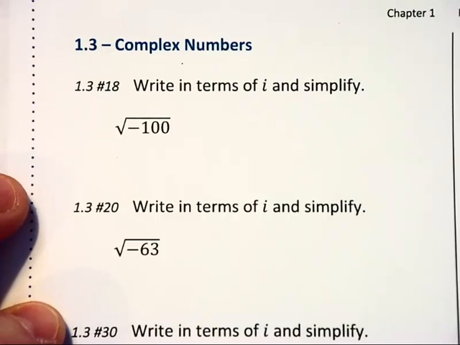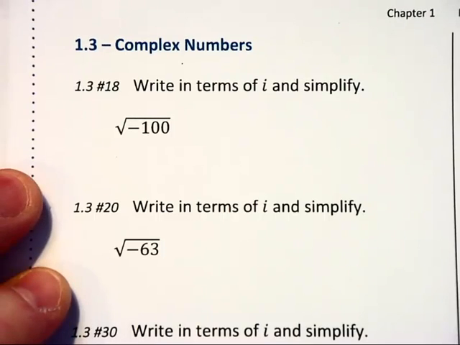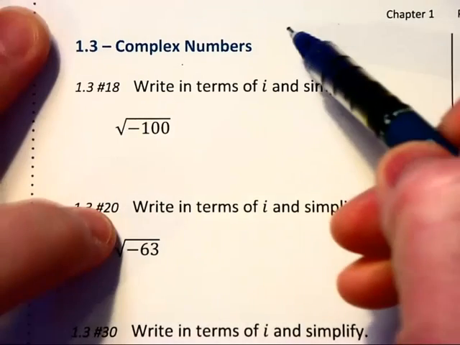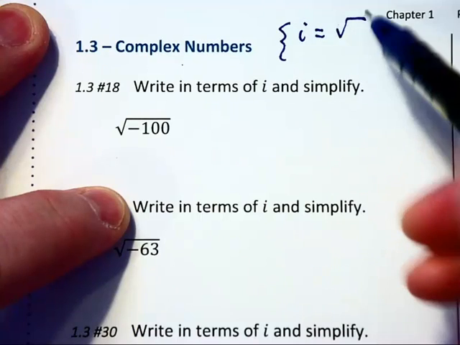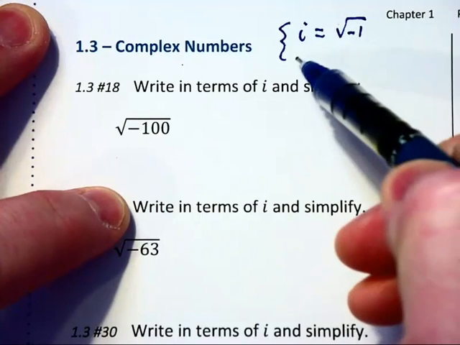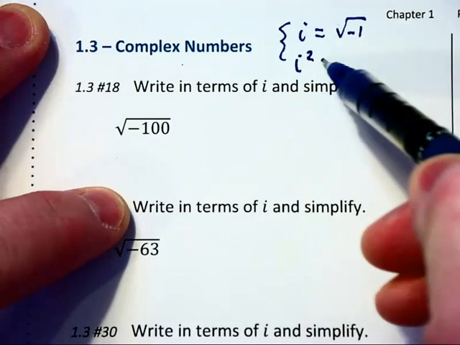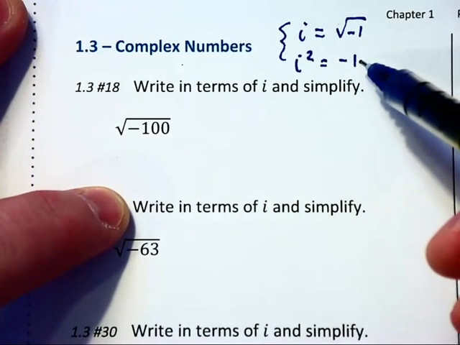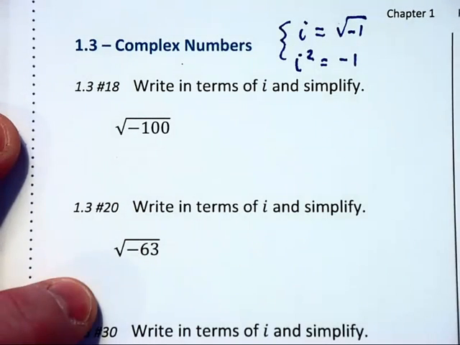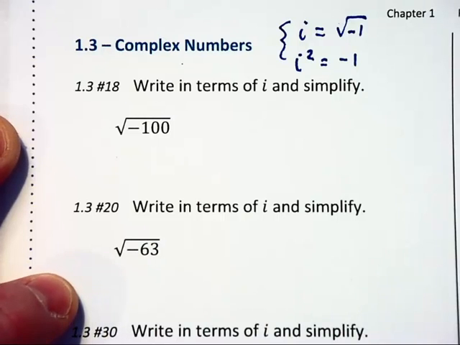Okay, there are two basic definitions you need when dealing with complex numbers. The first is that i, by definition, is equal to the square root of -1, and the second is that i squared is equal to -1. Whenever we have the chance to change an i squared into a -1, we do so. Looking at this first problem, we want to simplify the square root of -100.